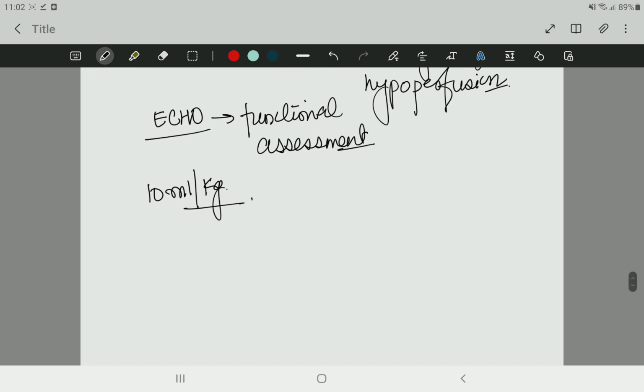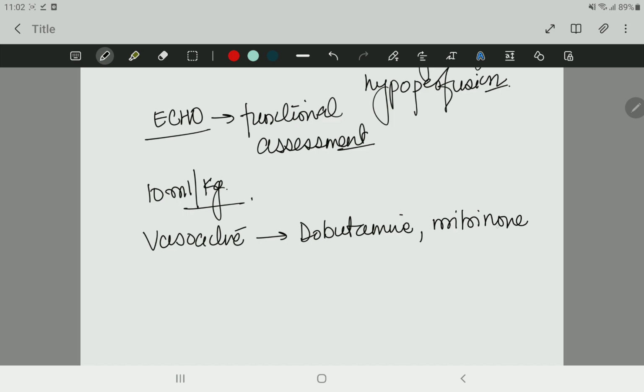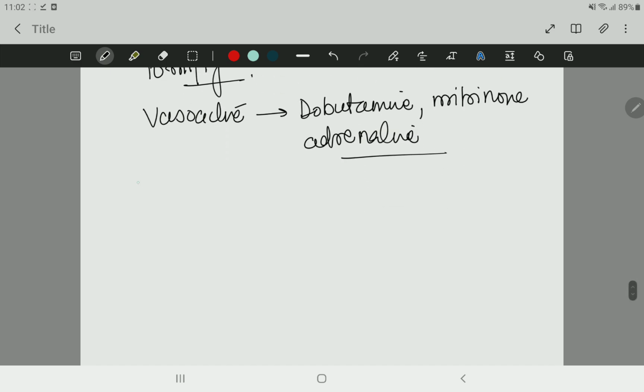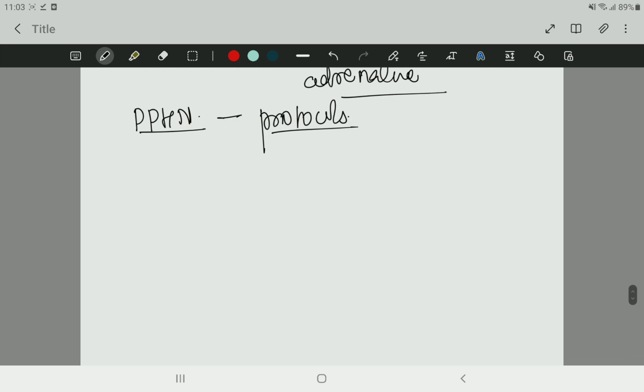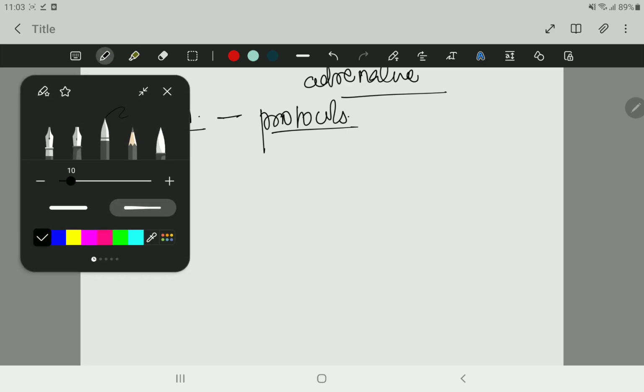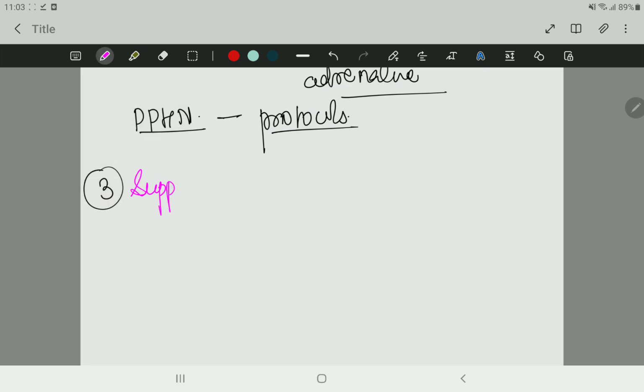If vasoactive agents are required, then dobutamine, milrinone, and adrenaline depending upon what is needed. Management of associated PPHN, that is pulmonary hypertension, should be according to the protocols that we are going to discuss in some other class, or if needed in the second part of the video. And the third important thing is supportive care. What supportive care?